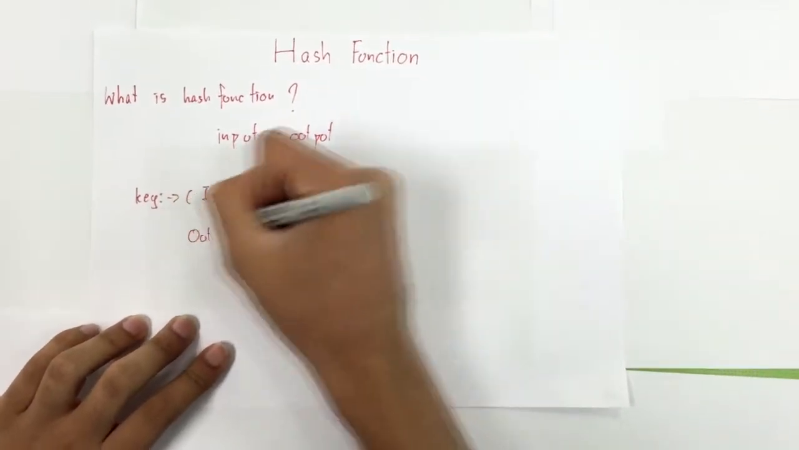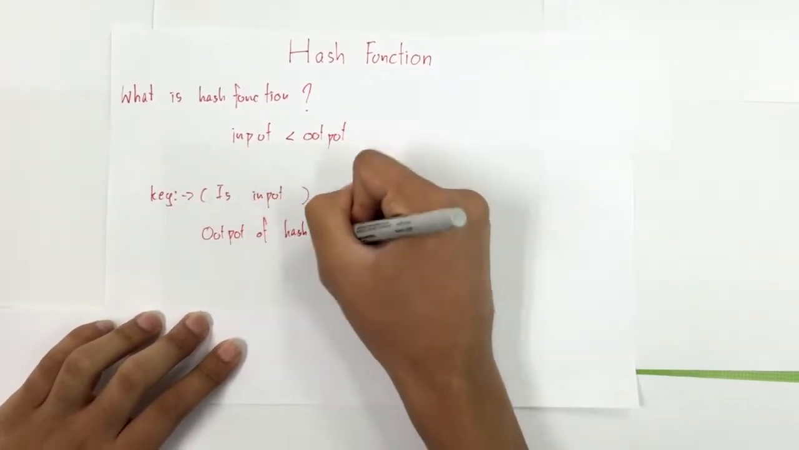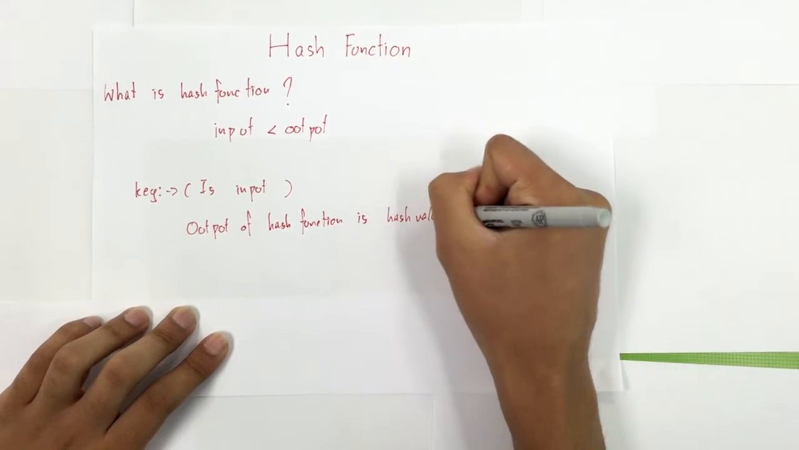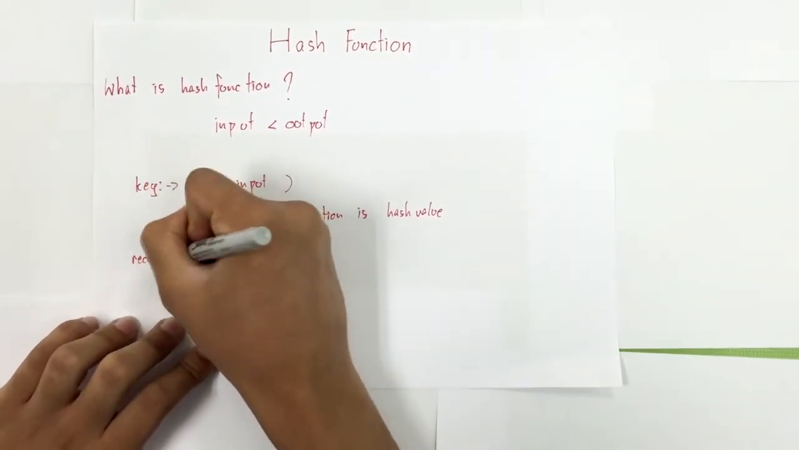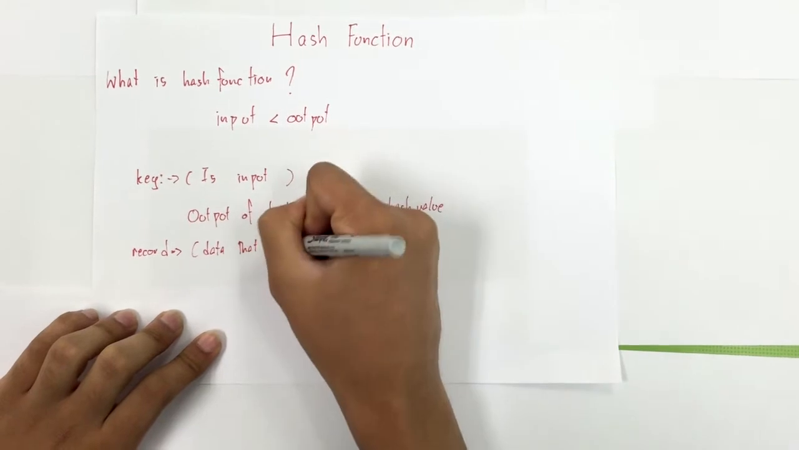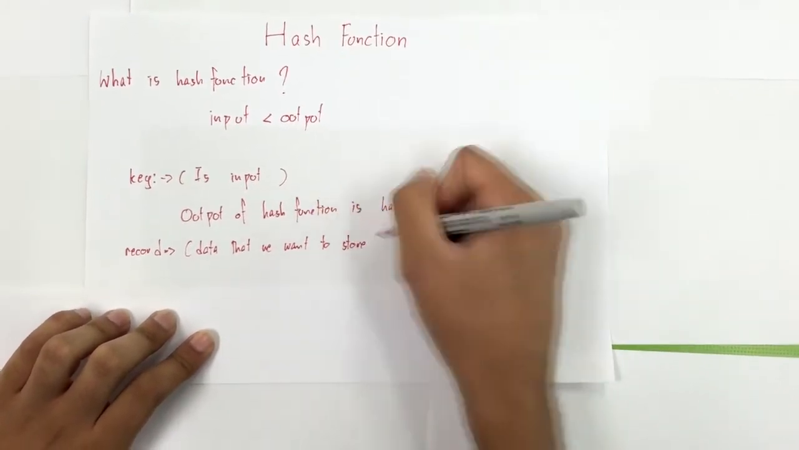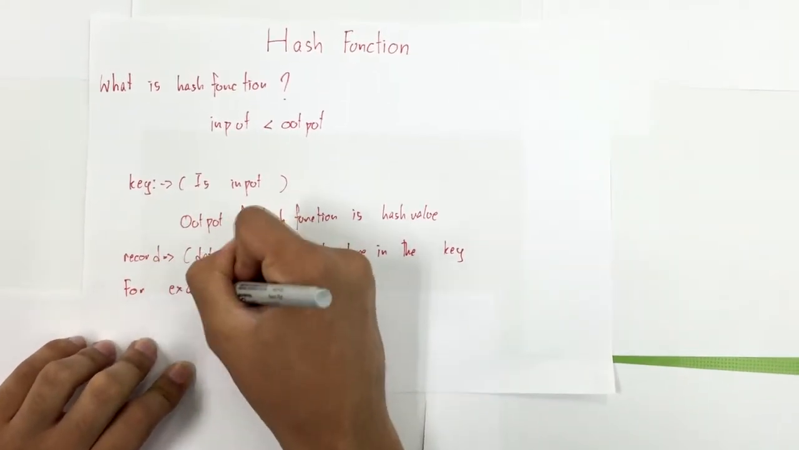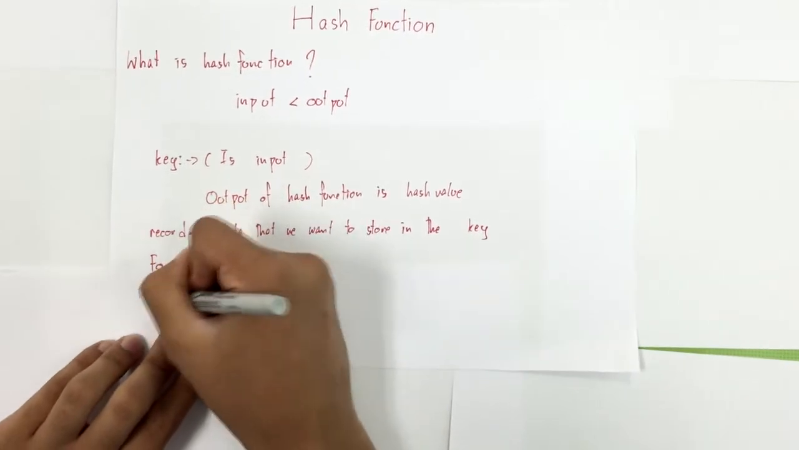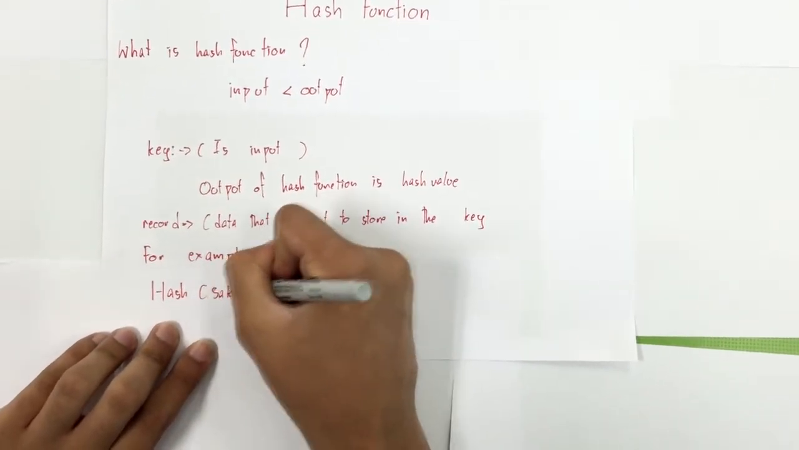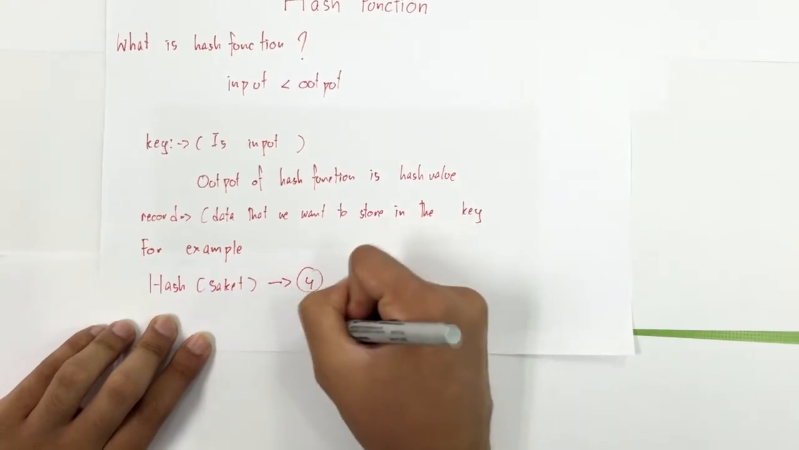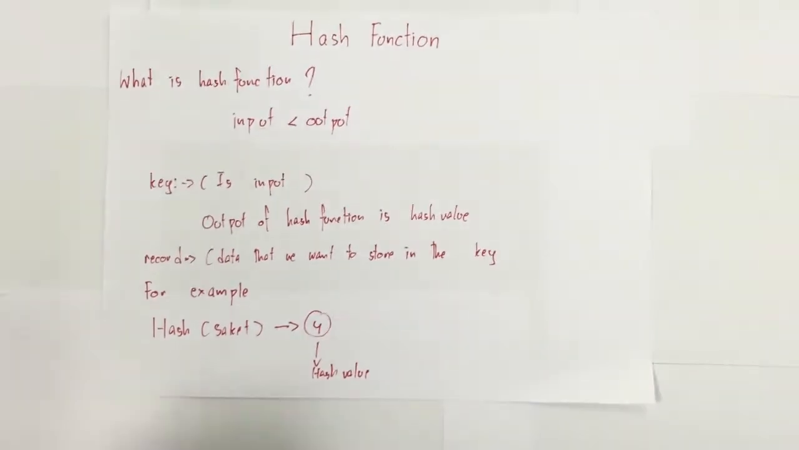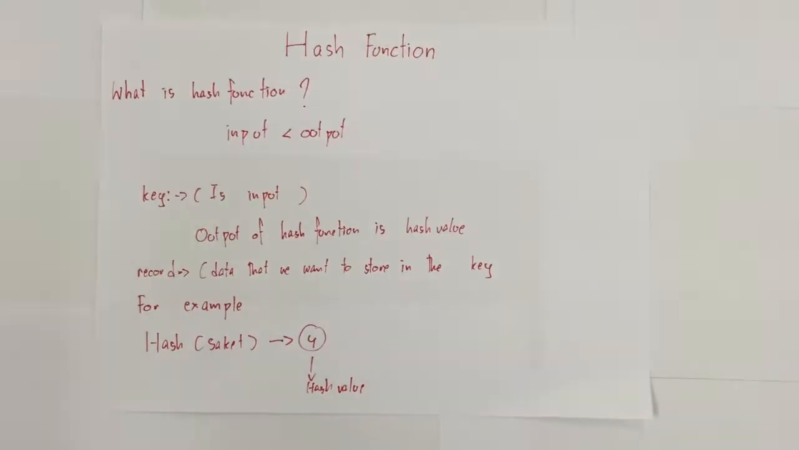The input to the hash function is called a key and the output of the hash function is called a hash value, and the value is the data we want to store with the key. For example, if we use the key name socket, then using the hash function, hash of socket gives out 4. Let's say 4 is the hash value it gives out. If we use the hash function again on the same key, hash of socket, the hash value will not change. That is, it will give a hash value of 4.